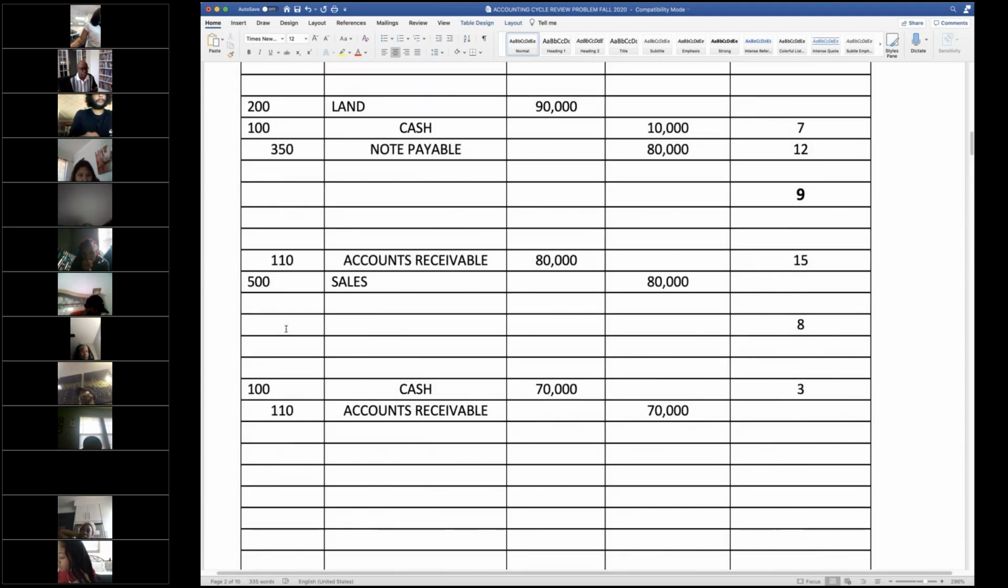That's like paying your credit card. So when you pay your credit card, you debit it because your credit card balance is going down. So you're gonna debit accounts payable.